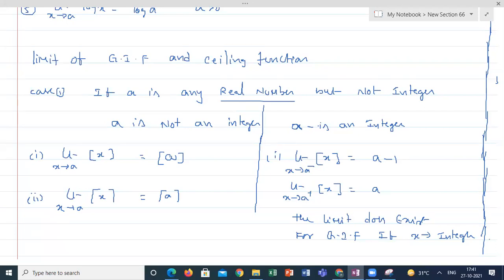What else? Do you understand the meaning of integer? Sorry, greatest integer functions. If you understand that, it will be easy. The same thing will be applicable for the ceiling function also, at integral values. Suppose I take a as an integer, the limit does not exist.